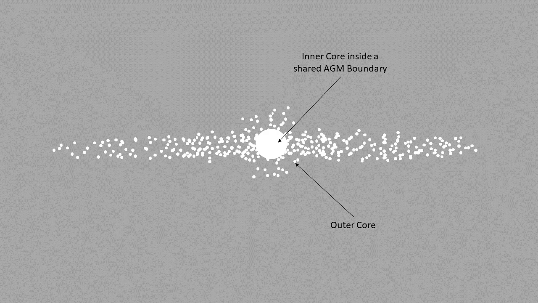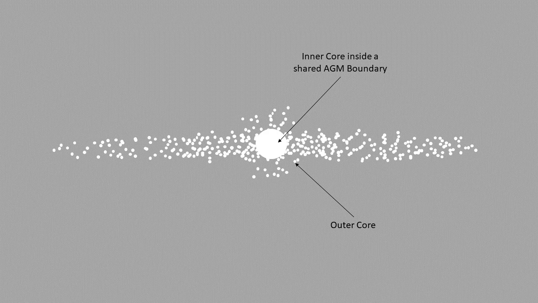What I'm showing here is just the antigravity matter. So the grey is the antigravity matter of deep space, and the white spots are the AGM lacunas around each of the stars in the galaxy disk. As the stars' orbits decay, the galaxy gets denser in the centre, and eventually the stars in the centre get sufficiently dense that they develop a shared AGM boundary around a large region of the core.